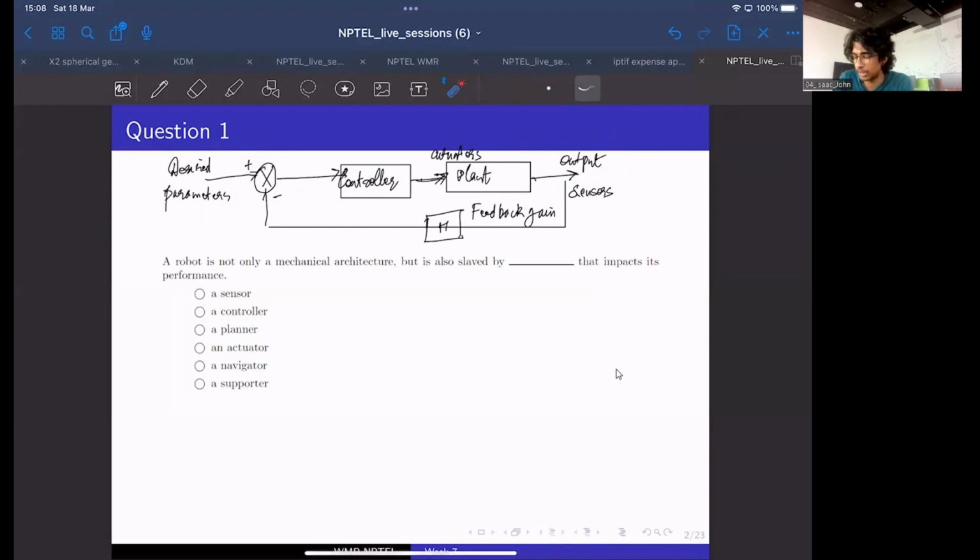So a simple answer is that it can be easily seen that the plant is slaved by a controller. All the things the plant is supposed to do are controlled by the controller based on the signal it receives.